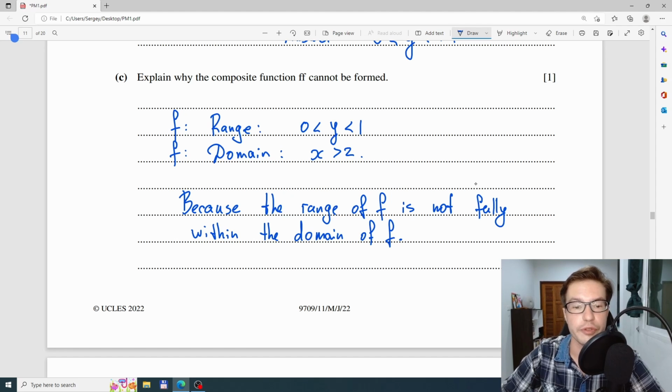And also it's very important not to just write this sentence down, but to actually state the range and the domain of the function that you are given, just to show that you know what you're talking about and not just copying the standard answer for this type of question. Okay, let's have a look at the next one.